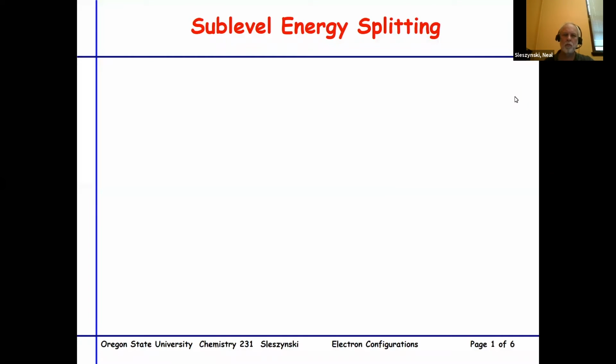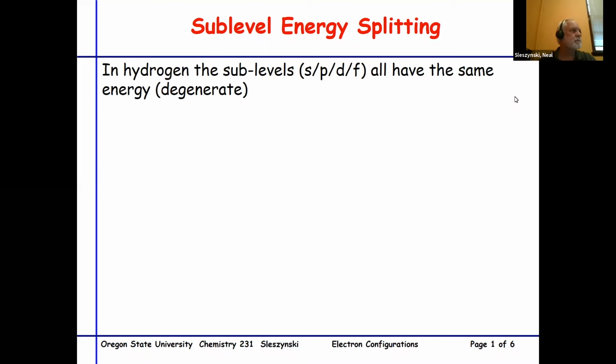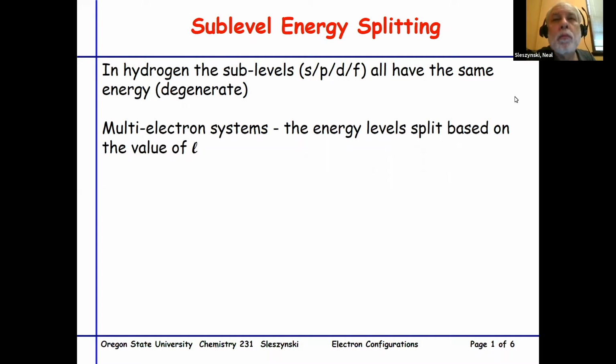This is a short tutorial on electron configuration theory and how sublevels split based on energy. In the hydrogen atom, which is the easiest one to consider, the sublevels s, p, d, f all have the same energy. When we have the same energy for these different orbitals, we refer to them as degenerate. As long as they have the same energy, it doesn't matter which of the orbitals the electron ends up in. In multi-electron systems, though, the energy levels split based on the value of l.